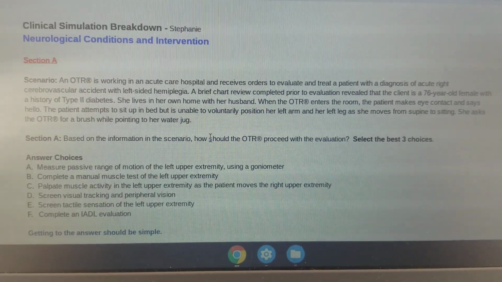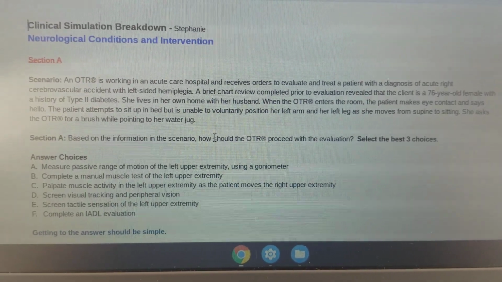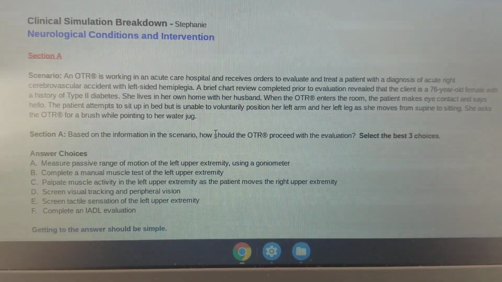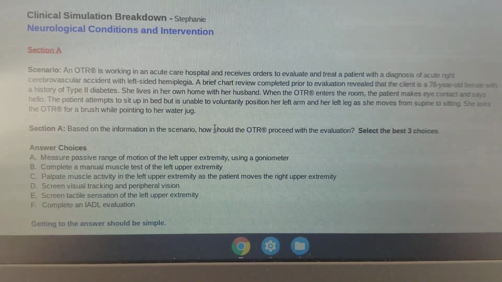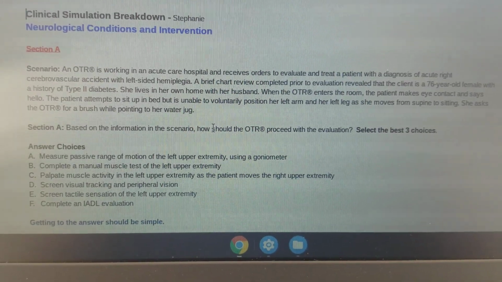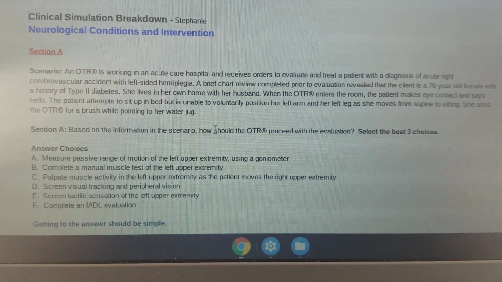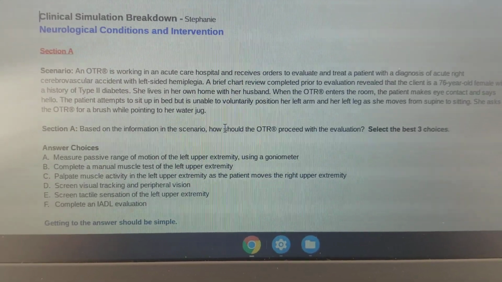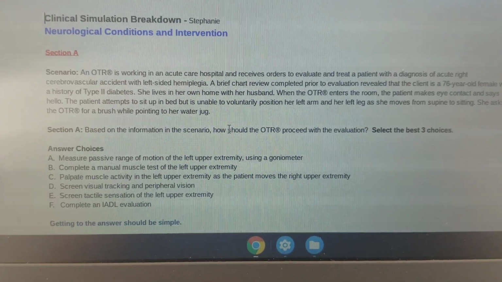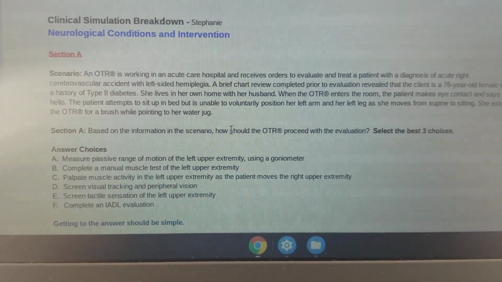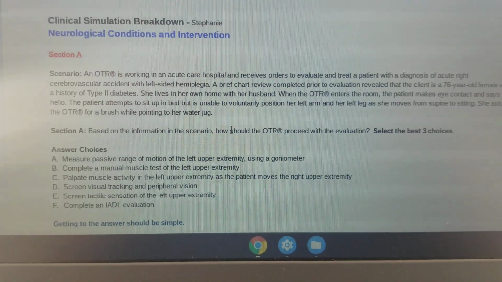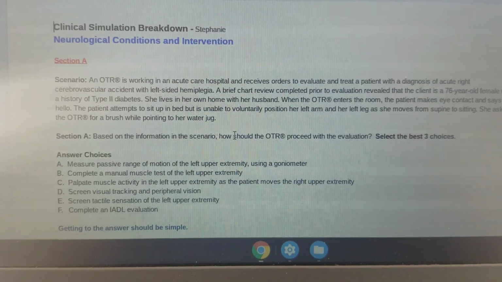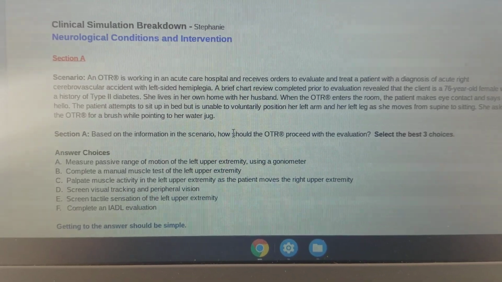a clinical simulation breakdown. This one comes from Neurological Conditions and Intervention from Pass the OT. So here's the scenario. An OTR is working in an acute care hospital and receives orders to evaluate and treat a patient with a diagnosis of acute right cerebral vascular accident with left-sided hemiplegia. A brief chart review completed prior to evaluation revealed that the client is a 76-year-old female with a history of type 2 diabetes. She lives in her own home with her husband.